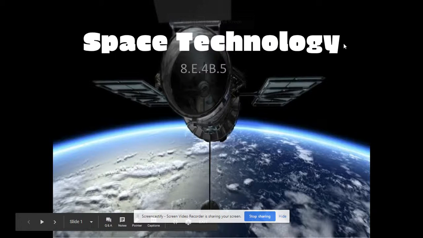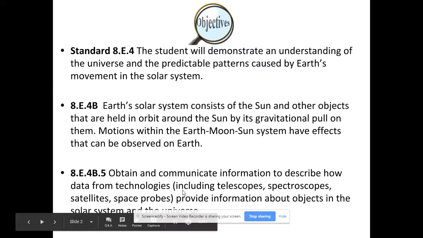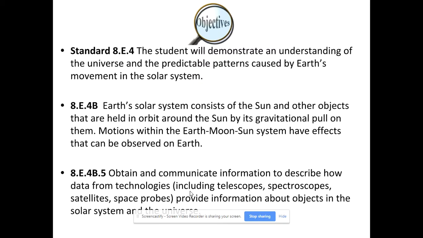All right, so today we're going to be learning about space technology. So your goal for today and tomorrow is you should be able to obtain and communicate information to describe how data from technologies, so you need to know how telescopes, how spectroscopes, how satellites, space probes, and other space tools that astronomers use provide information about the objects in the solar system as well as our universe.